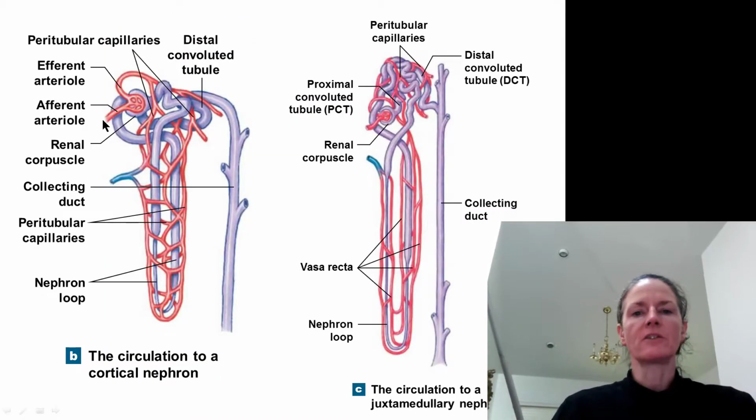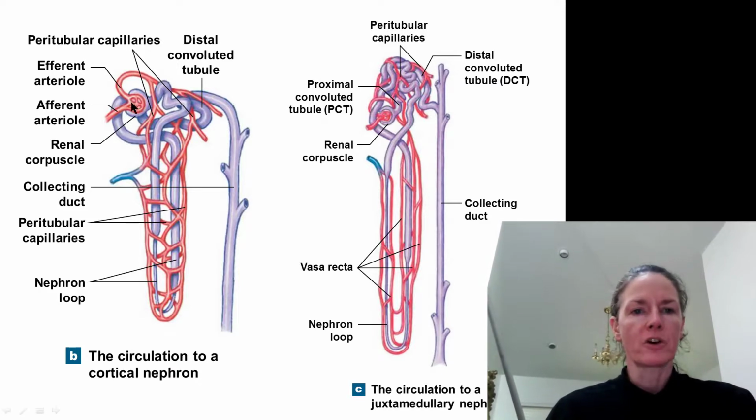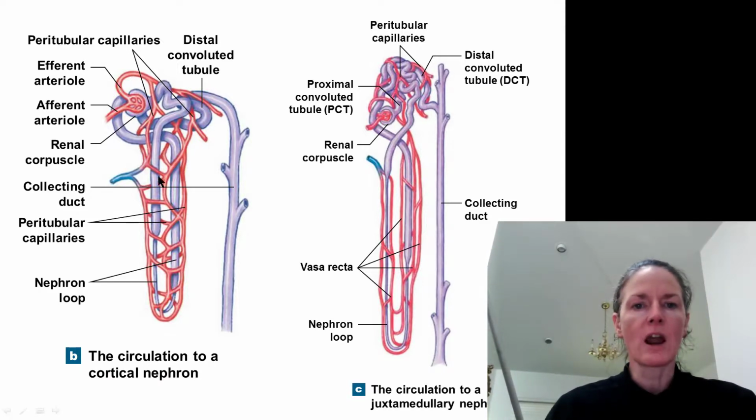All right, so now let's have a look at the blood vessels. Here's our afferent arteriole leading into the glomerulus. Here's our efferent arteriole, which will come out and give rise to these peritubular capillaries that surround the renal tubule. And you can see they surround the loop of Henle, and this is a cortical nephron.